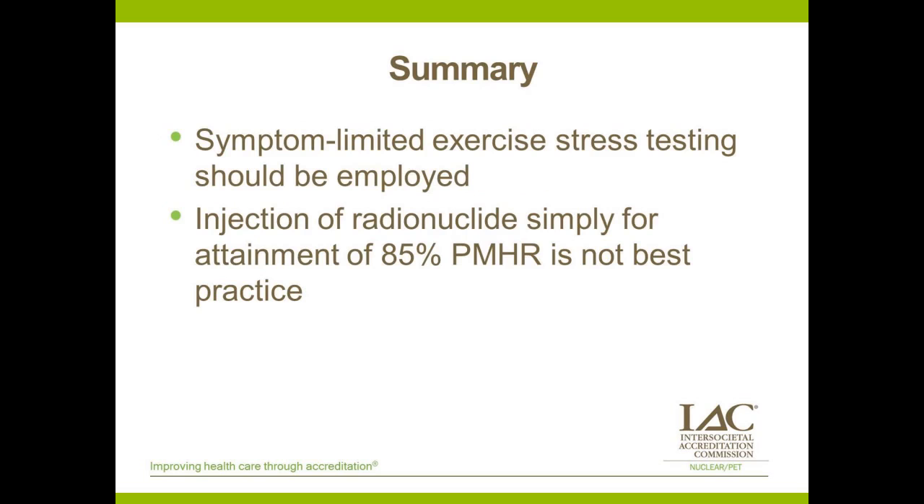So in summary, symptom-limited exercise stress testing should be employed. And injection of radionuclide simply for attainment of 85% predicted maximum heart rate is not the best practice. 85% predicted maximum heart rate may be maximum for some patients. It may not be for others. Some patients may need a higher heart rate in order to induce their symptoms or to allow us to find ischemia.